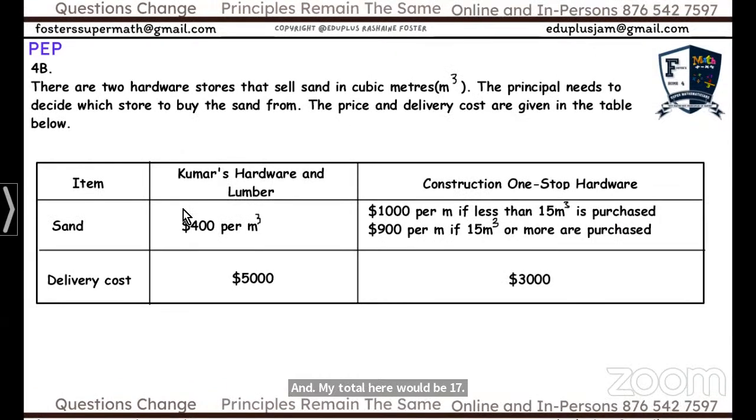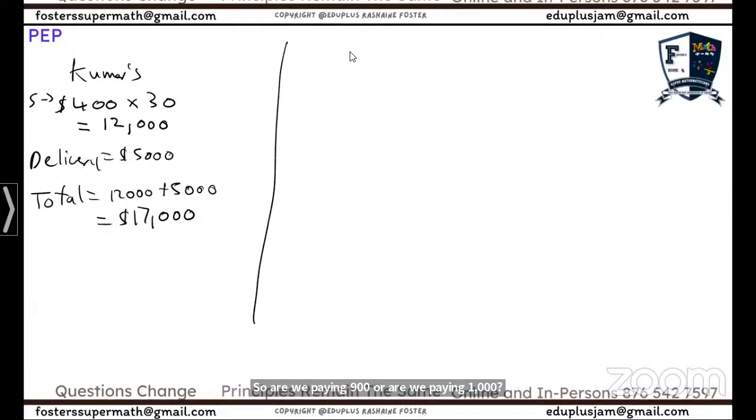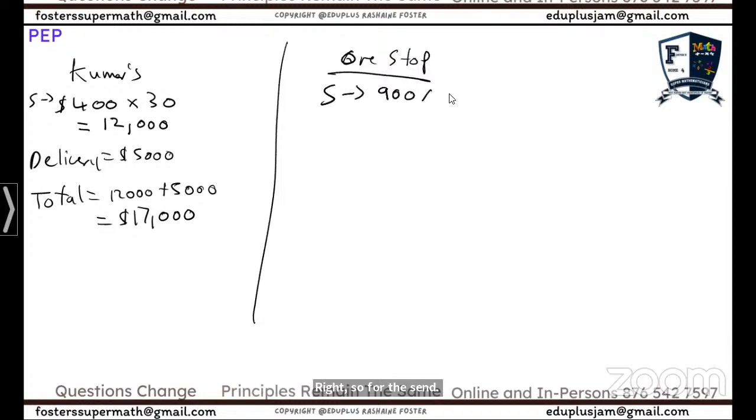Then, final thing here now, if we look at One Stop hardware, it's 1,000 per cubic meter if it's less than 15, but 900 per cubic meter if it's 15 or more. Are we going to pay 900 or are we going to pay 1,000? All right, we're paying 900 here. So for the sand, it's 900 because we're buying more than 15. We're buying 30 cubic meters. That's going to give me 27,000.